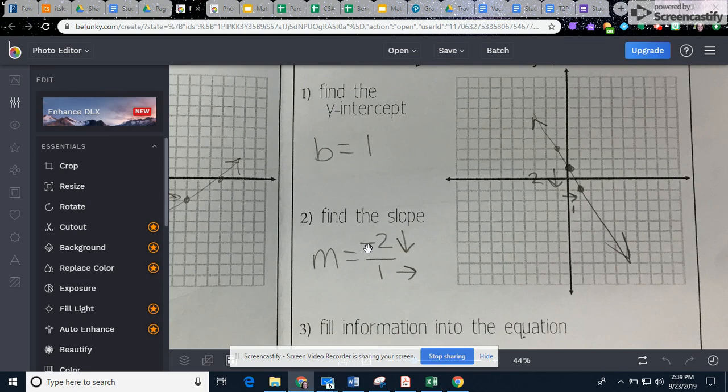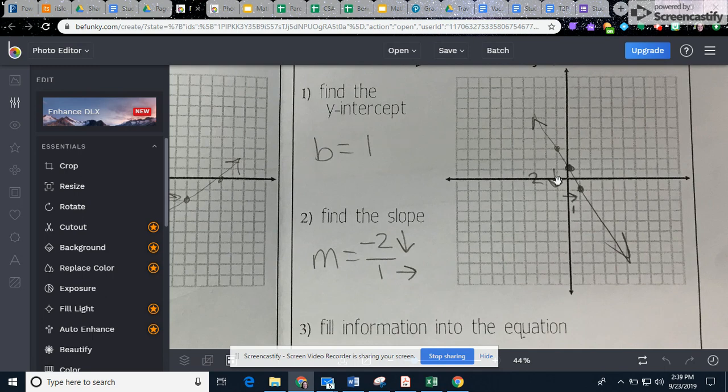Well, since our slope, remember, is rise over run, our top number is negative here, so we're going to go down. A negative rise, the opposite of going up, would be to go down. So you're going to go down 2, and your run is still positive, so you're going to go to the right 1. So you begin to plot your point at the y-intercept where b = 1.